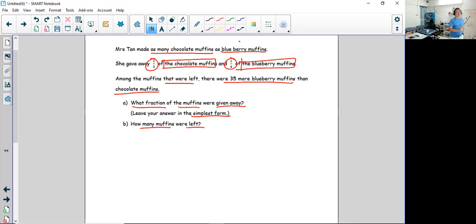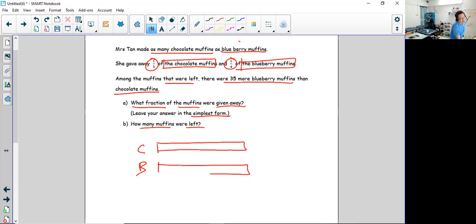So let's draw the first sentence. Mrs. Tan made as many chocolate muffins as blueberry muffins. So this one, you must know how to draw. When there is an equal number of chocolate and blueberry, you will have to know how to draw equal numbers, which is 2 rectangles of the same length. Okay, in the workshop, I will be telling you that you need to draw at the left side. So there's a dotted line at the left side, and all your rectangles must begin on the left side.